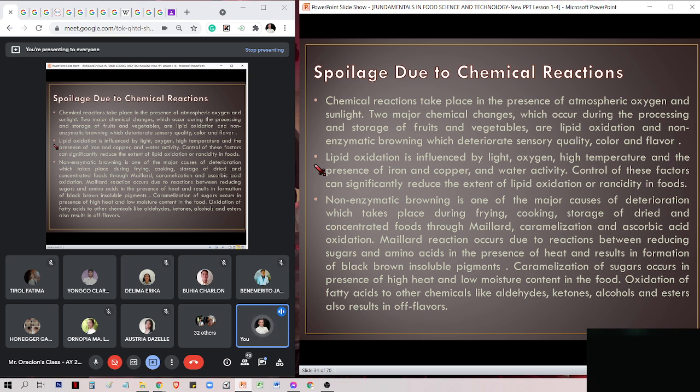Maillard reaction occurs due to the reaction between reducing sugars and amino acids in the presence of heat and results in the formation of black-brown insoluble pigments. Caramelization of sugar occurs in the presence of high heat and low moisture content in food. Oxidation of fatty acids to other chemicals like aldehydes, ketones, alcohols, and esters also results in off flavors.